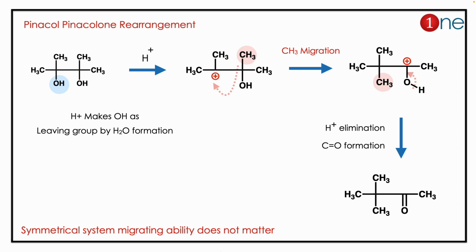So the cation is quenched by methyl migration. The cation near the alcohol is quenched as a carbonyl. So you start with a diol and end with a carbonyl, with the rearrangement of the methyl groups.